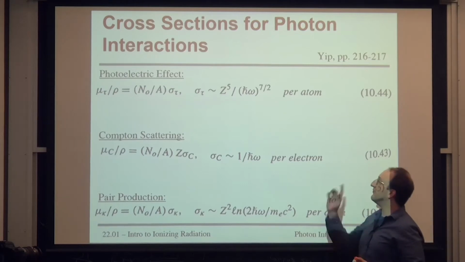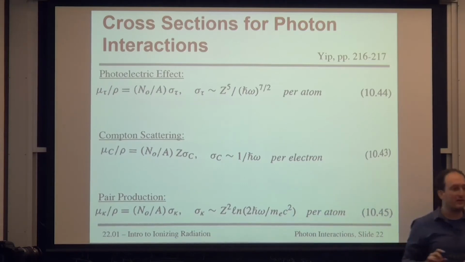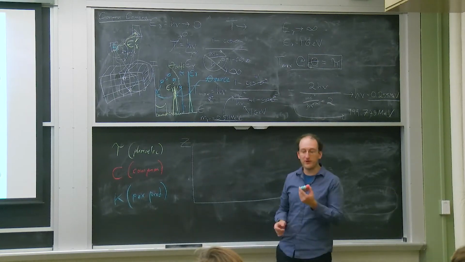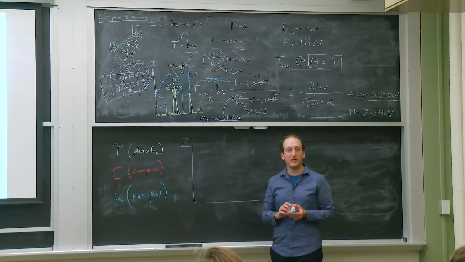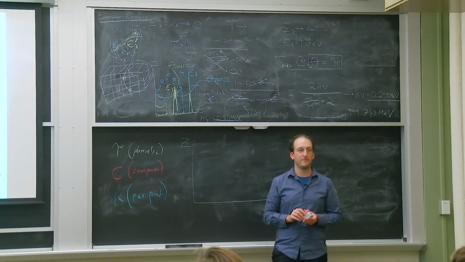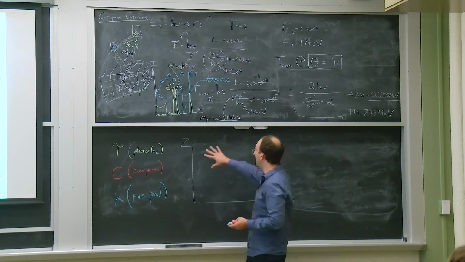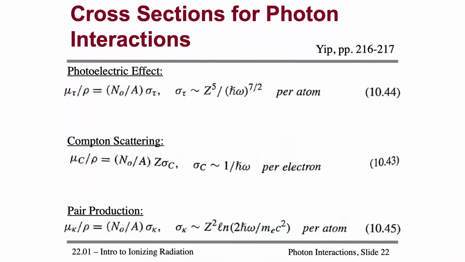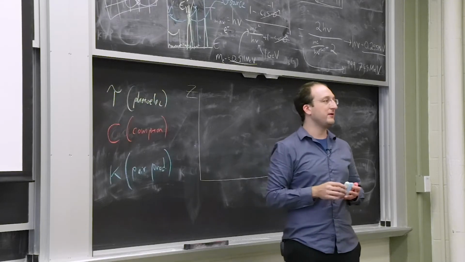The cross-section for the photoelectric effect scales with Z to the fifth. Do you think that photoelectric effect will be more likely for low Z or high Z materials? High Z materials, right. So we know we're going to be in the top half area. And it scales with 1 over energy to the 7 halves. So do you think this will be most likely with low or high energy?